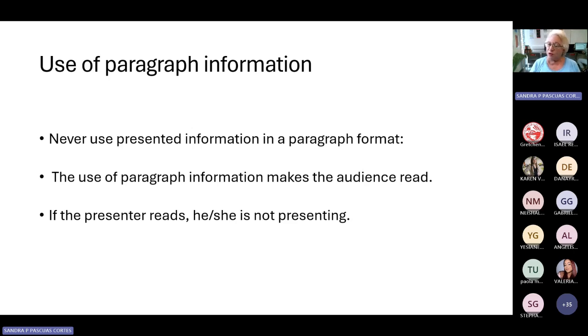I don't know if it's happened to you, but I have seen presenters that all they do is read. They look at the PowerPoint. No, look at your audience. Make the eye contact. Remember, read it and then explain.